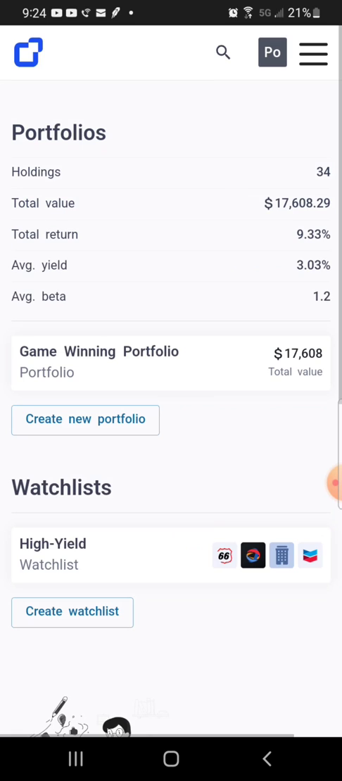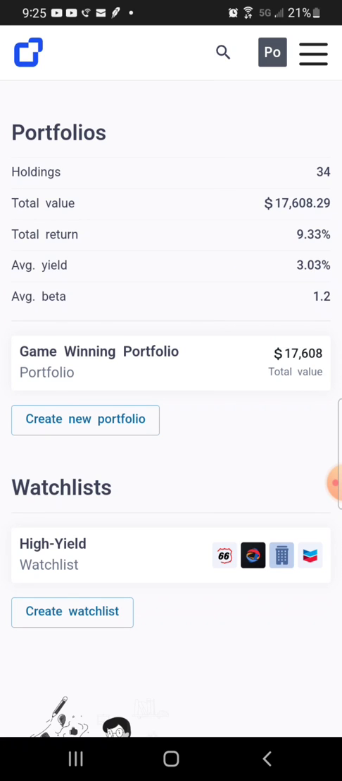That's why I want to create a portfolio with you guys, and it's going to be mimicking my retirement portfolio. I don't have my retirement portfolio up here, but we're going to make something very similar to my portfolio, and we're going to create it on Dividend Watch.